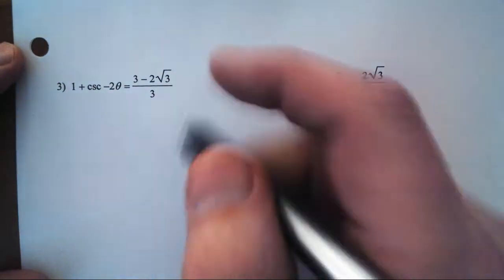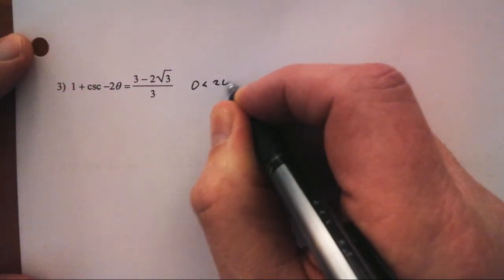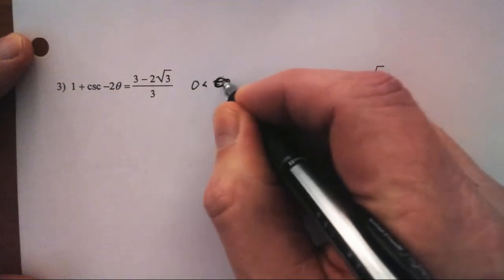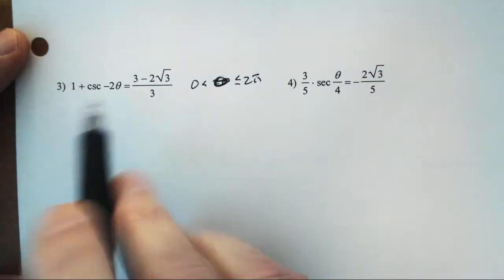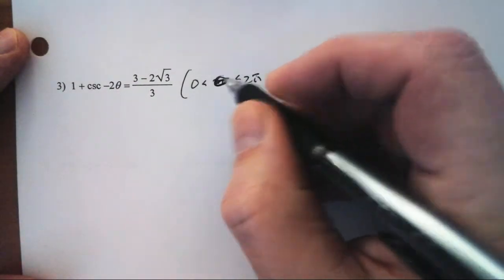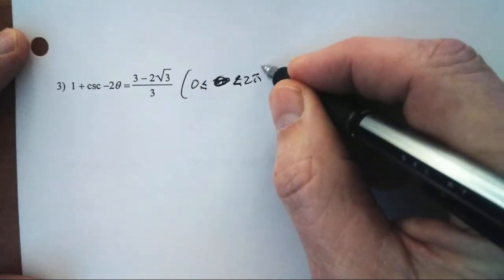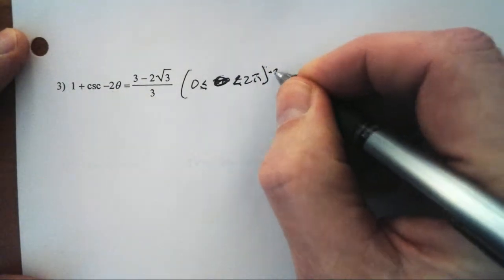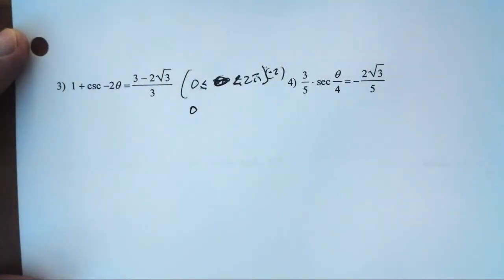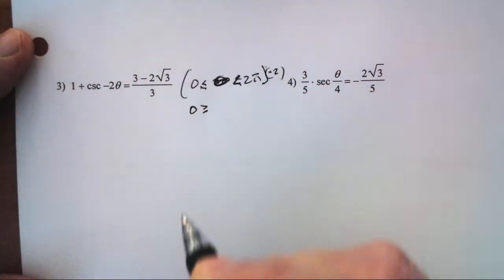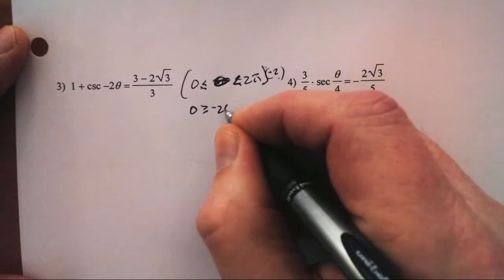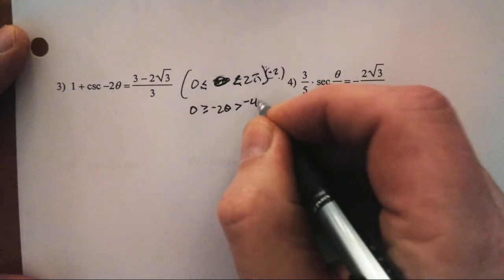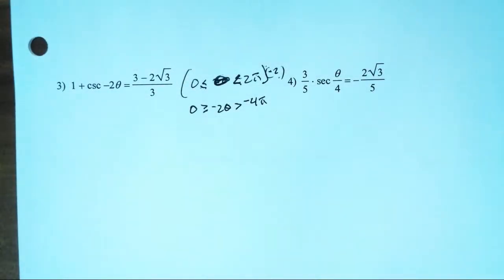Number 3. So first thing I'm going to do here, 0 is less than theta, is less than or equal to 2 pi. But I want to have negative 2 theta as my argument. So I want to go ahead and multiply this by negative 2, so I get 0 is greater than or equal to, right? When we multiply an inequality on both sides by a negative, it flips: 0 is greater than or equal to negative 2 theta, is greater than negative 4 pi. Well, that's a twist on anything we've done.